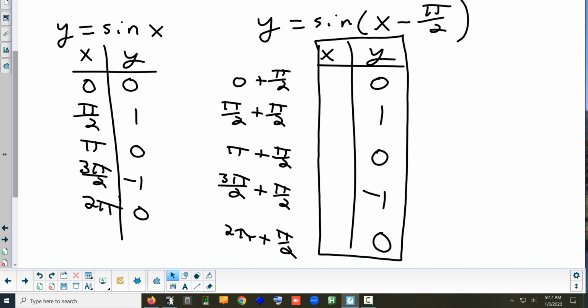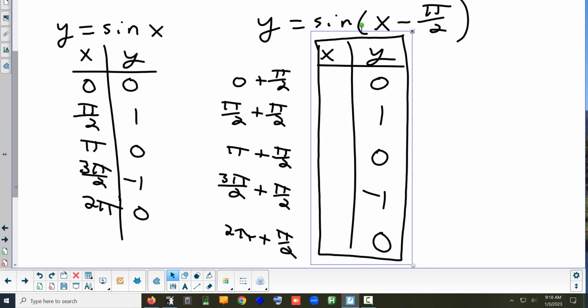Why are we doing the opposite? I know that's what we're supposed to do, but why is that? Because when you subtract inside parentheses, that shifts your graph to the right. And if you want to shift something to the right, you have to add to your x values.